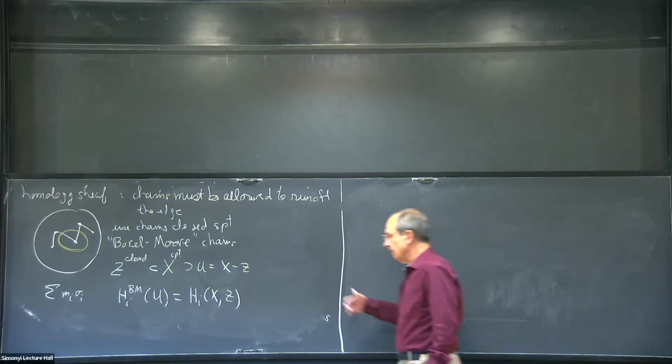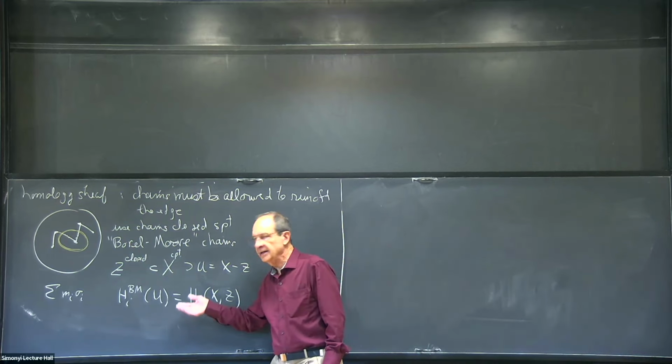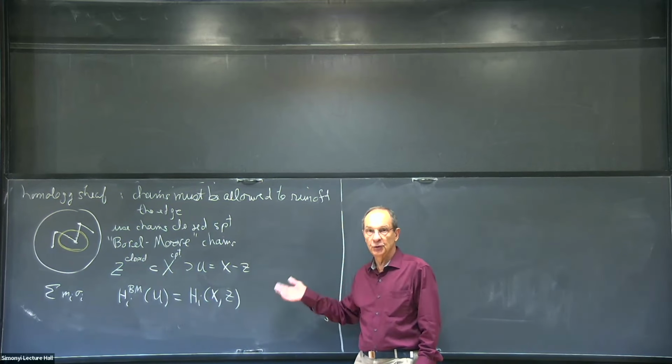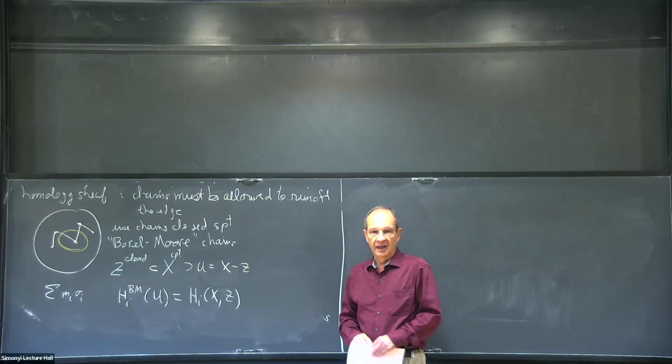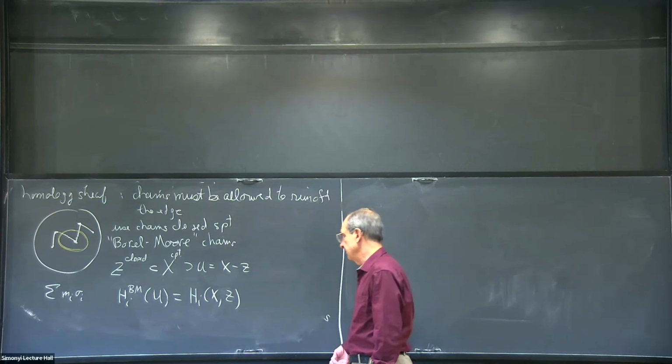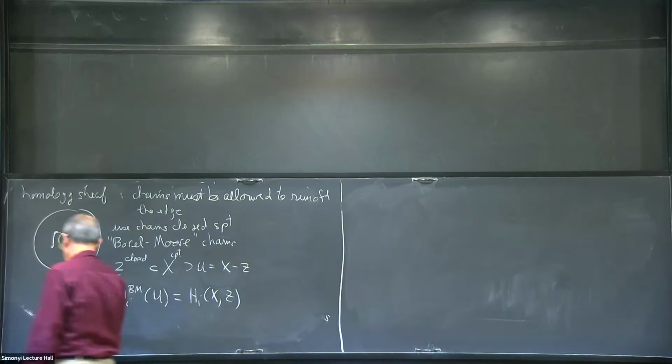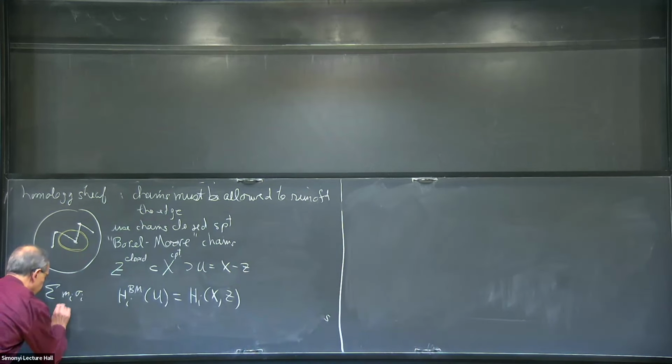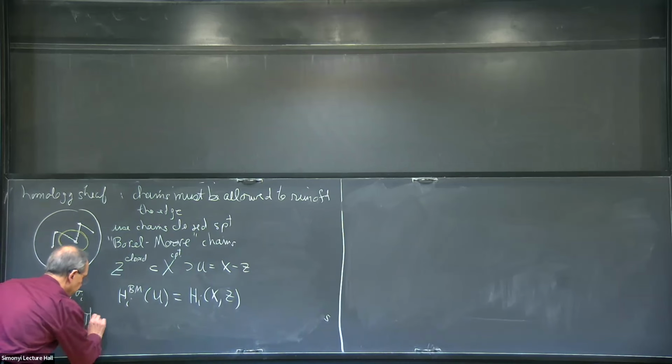So, Borel and Moore also defined in general the dual of a complex of sheaves. And then Goresky came along and said, well, there is a sheaf called the dualizing sheaf.